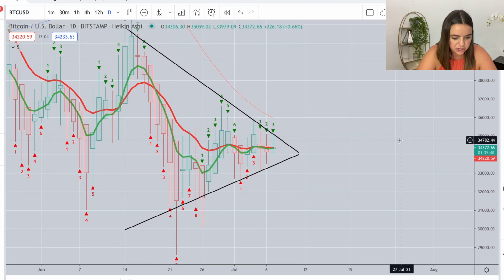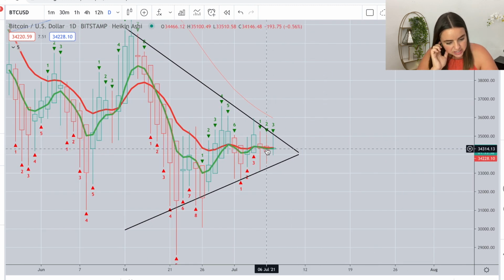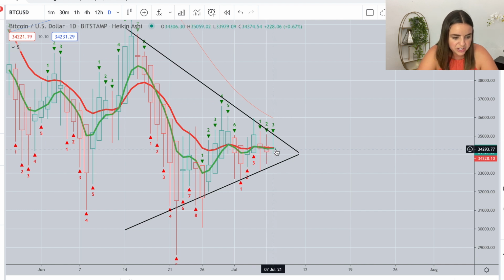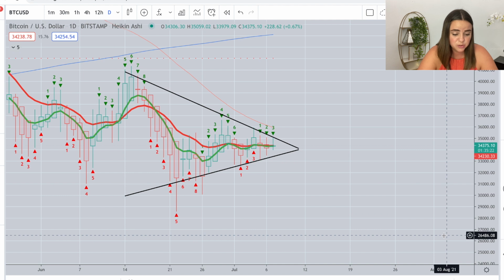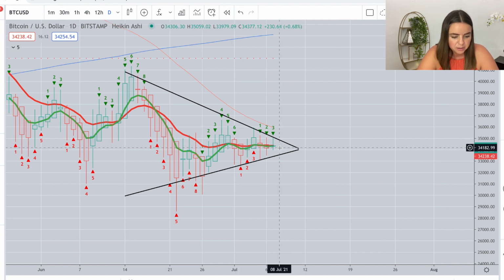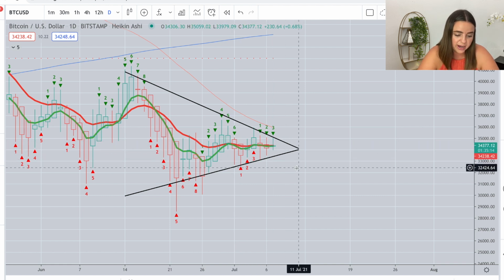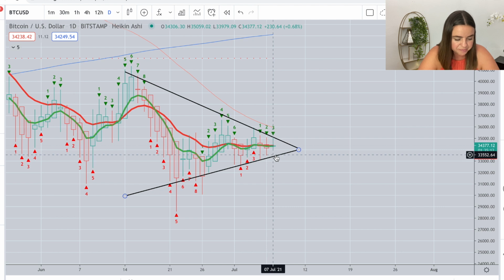We're back here on the daily chart. The high of this candle right here is 35,100. The high of this candle right here is 35,059. So if we see Bitcoin go above the high of this previous candle from yesterday, I would say that is a bullish sign. That's what we're rooting for, okay? But like I said, it is possible that we break below this triangle, so keep that in mind, okay?